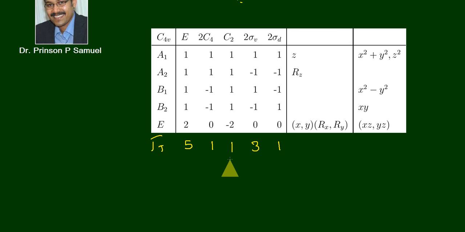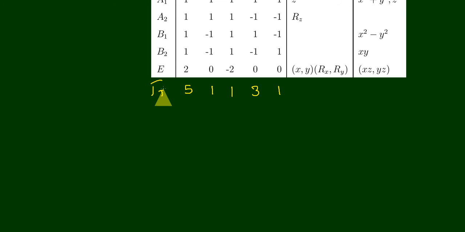Now, the next task is to apply the reduction formula. Right? Because you know that corresponding to this total character set, there is a reducible representation. And you have to find out which are the irreducible representations in the character table contributing to this reducible representation corresponding to this total character set. That we can find out by reduction formula.